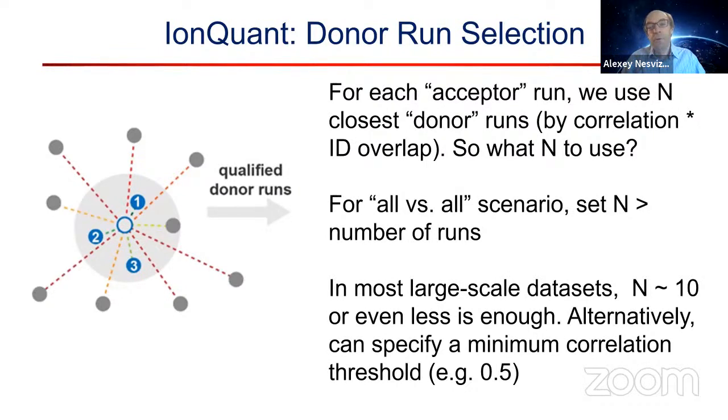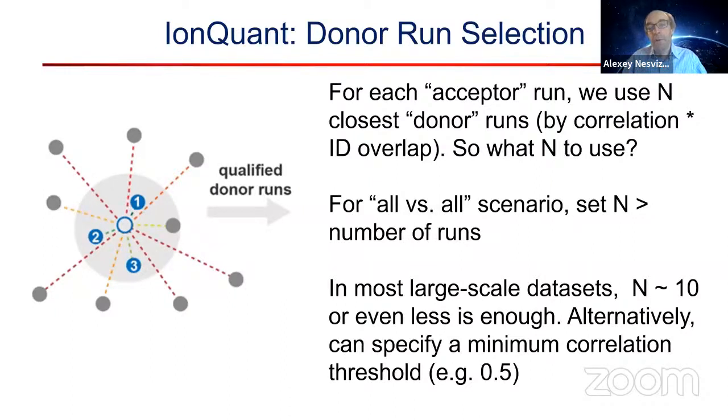There is no point in trying to rescue an identification from a run if that identification is not identified in 10 other runs that are very similar to the one to which you try to transfer. So I would argue that probably specifying n to something like 10 is probably sufficient even for large scale data sets.